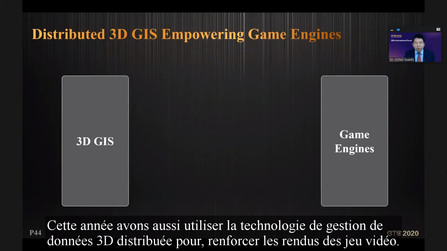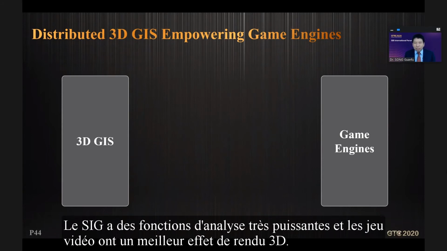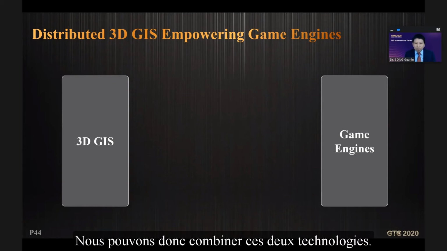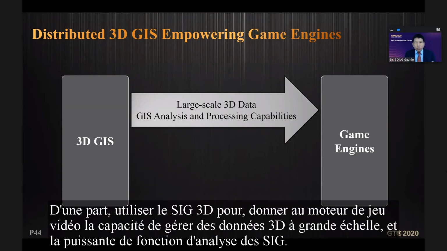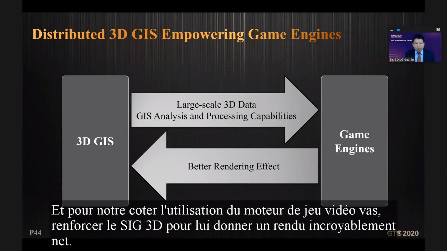We can use distributed 3D data management technology to empower game engines. GIS has very strong analysis function, and the game engine has better rendering effect. We can combine those 2 technologies. On the one hand, using 3D GIS to empower the game engine to make it have the ability of large-scale 3D data management and powerful GIS analysis function. On the other hand, using the game engine to empower GIS can give better rendering effect to 3D GIS.